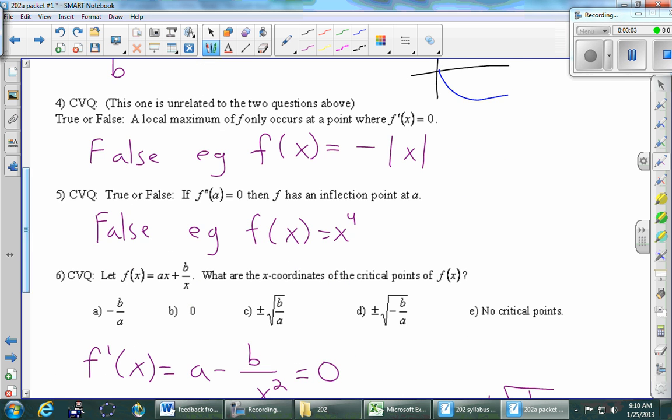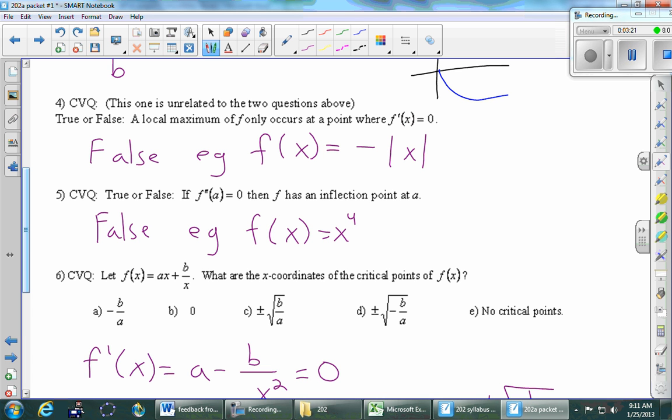For the next question, local maxes only happen where the derivative is 0. That's not true. Could happen at an endpoint of an interval, for example. Could also happen at a place where the derivative is not defined. So absolute value, you guys know what it looks like. Flip it over because this question asks for a maximum point.